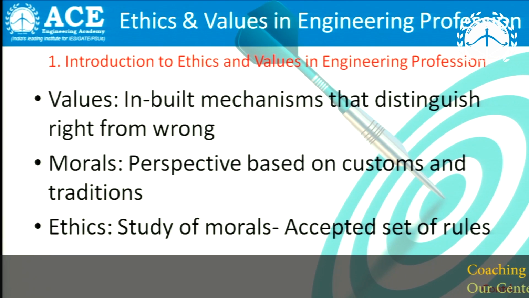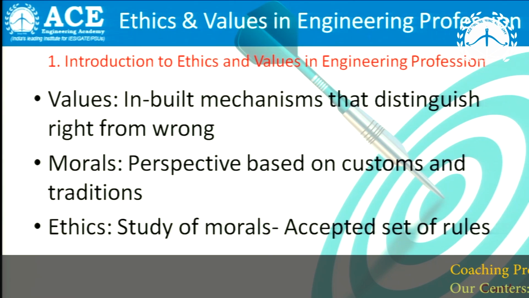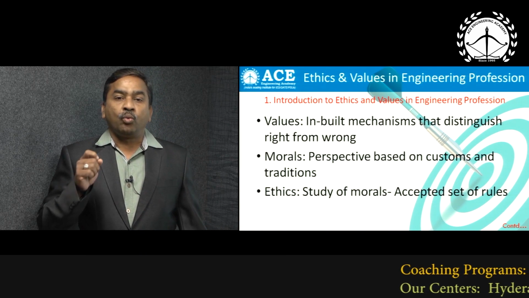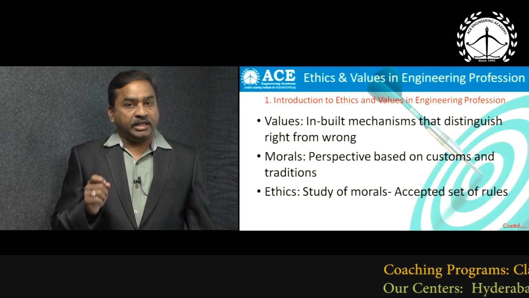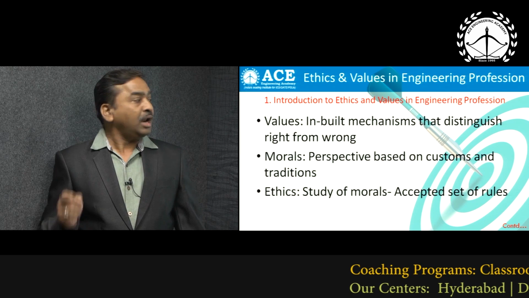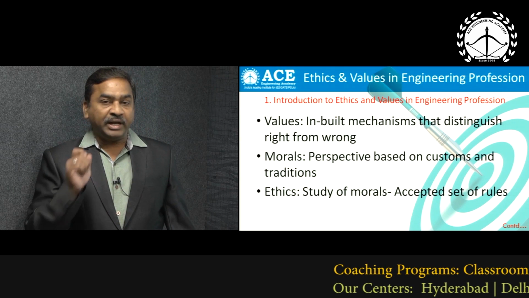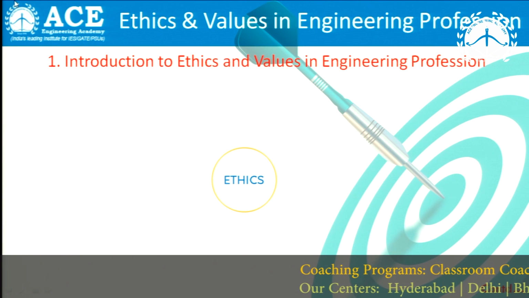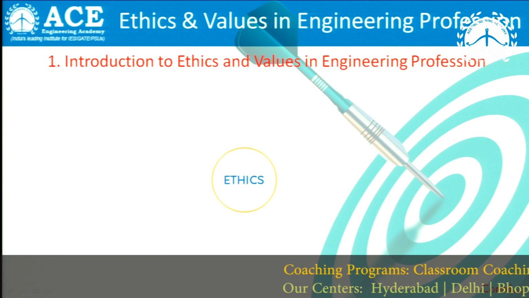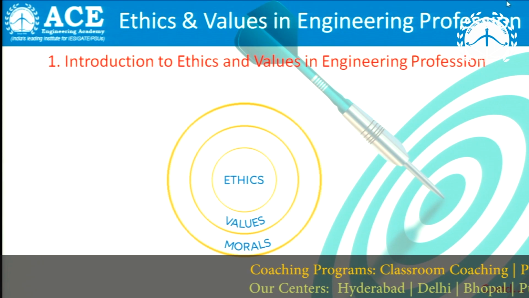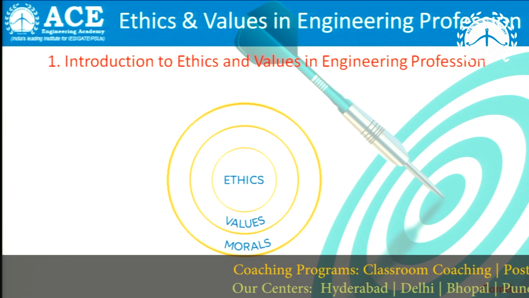The third one, the more restrictive one, is ethics. Ethics is a set of codes which a set of people or a group of people would like to follow. Ethics are more restrictive and more imposing than morals or values. Diagrammatically we will see how they are applied to each of us: ethics innermost, followed by values, followed by morals.